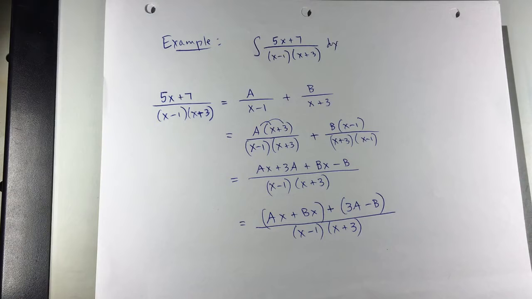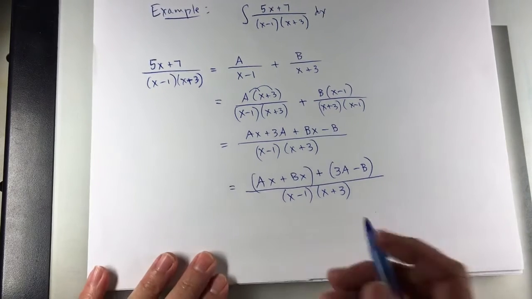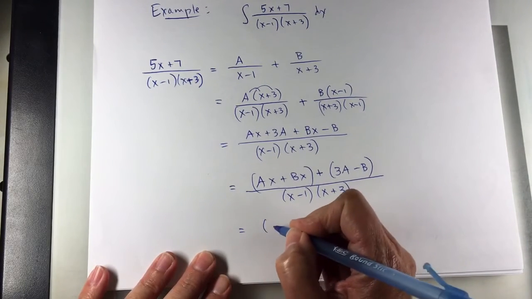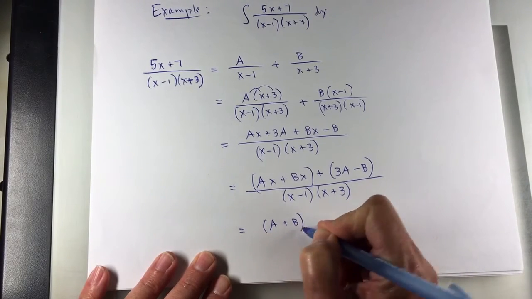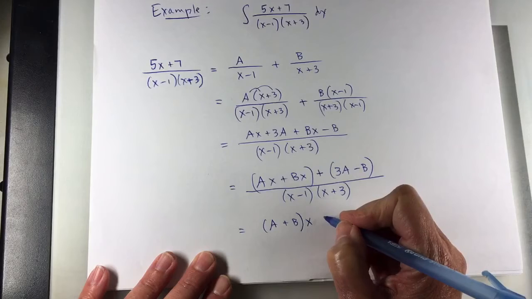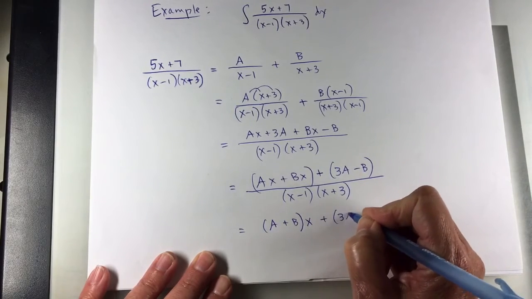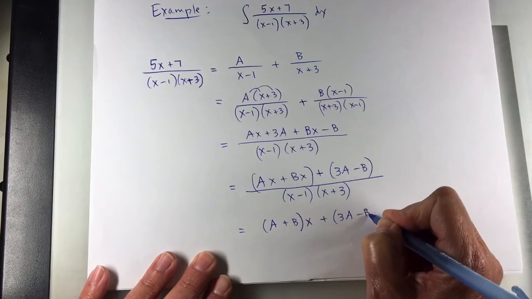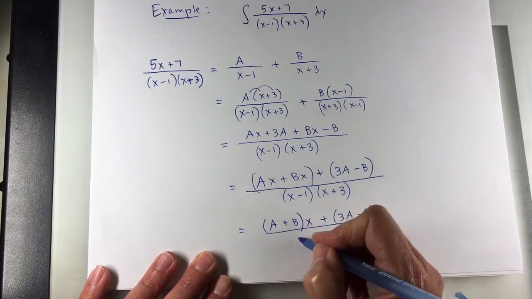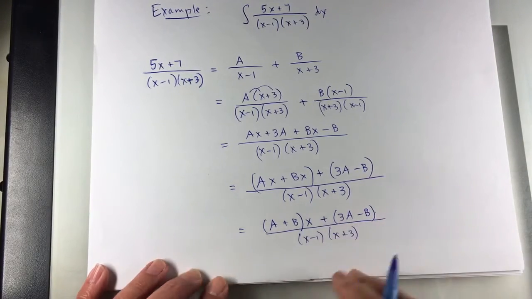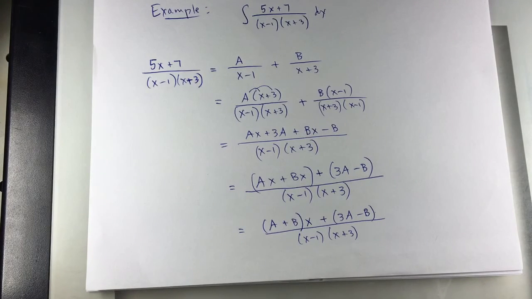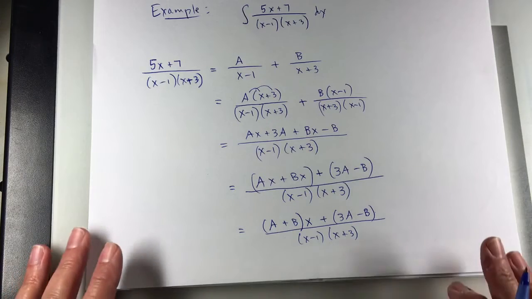Where I have that ax plus bx, I will factor out an x. So I'm going to put it at the back. A plus b, in parentheses, times x, plus 3a minus b, over x minus 1 times x plus 3. That's what I have. I'll give you a minute to catch up if you're writing some of that.